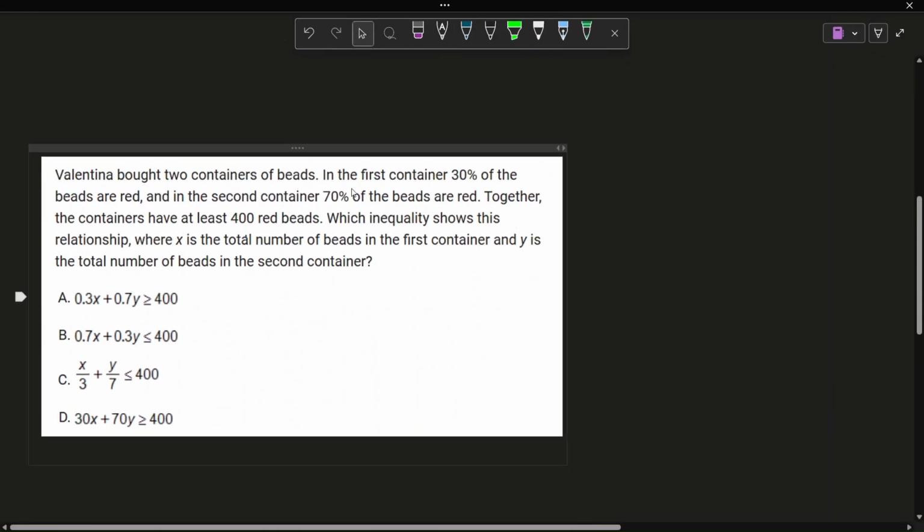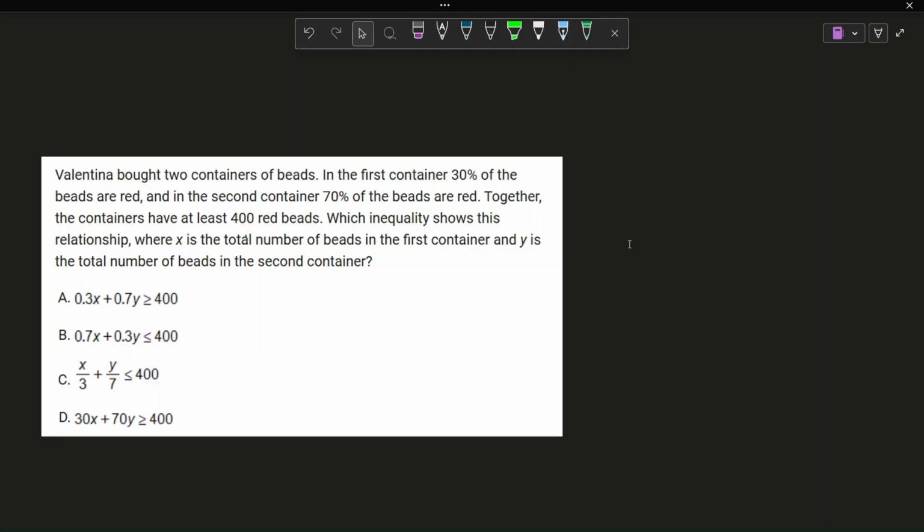And now here's the second question. And obviously the second question is much longer than the first question, but it's really important to stay focused on the SAT and not get swayed by the longer sizes of some questions. And it's also really important that when you see these questions that you only take the information that's important to the question. So this question reads, Valentina bought 2 containers of beads.